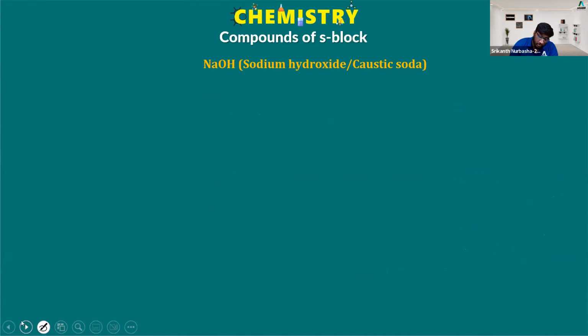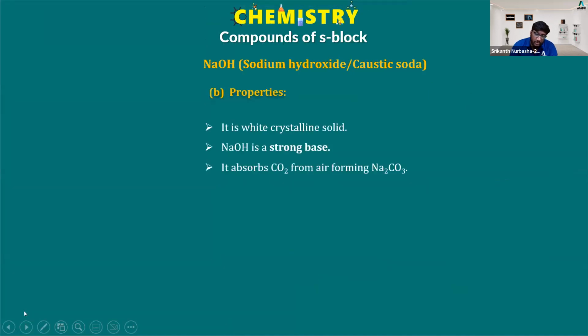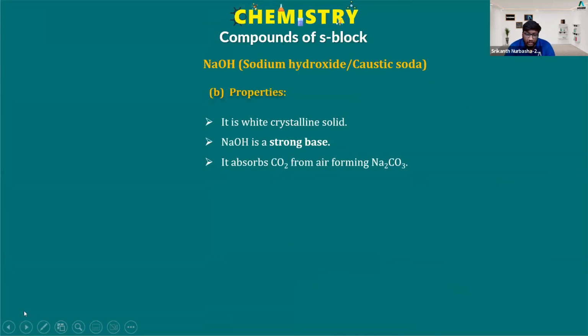Right. So after the preparation of NaOH, we have to look at the properties. NaOH is a white crystalline solid, and it acts as a very strong base. It absorbs CO2 from air, forming Na2CO3. Because NaOH dissociates to produce Na+ and OH- ions, the OH- will be attacking CO2.